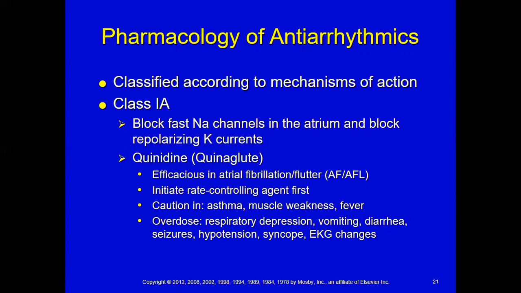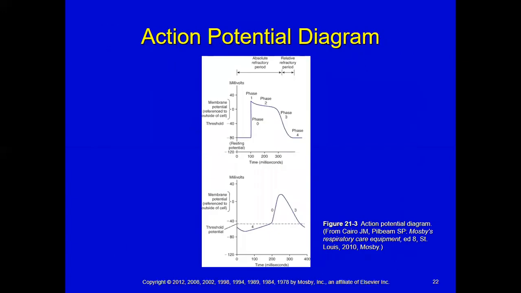Can you overdose on quinidine? Absolutely. It'll give you respiratory depression, vomiting, diarrhea, seizures, hypotension, syncope, and some EKG changes. But the biggest thing for us is respiratory depression. Just remember, it's going to block the fast sodium channels, and it's going to block how much potassium can come back. So that's that action potential right there. So it's phase 0, 1, 2, 3, 4.